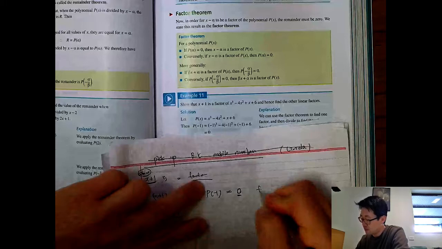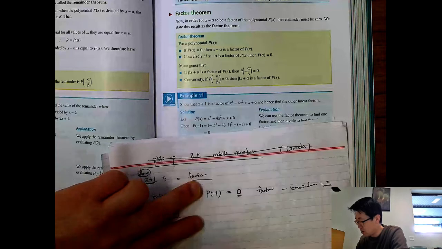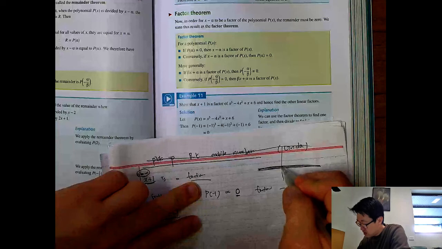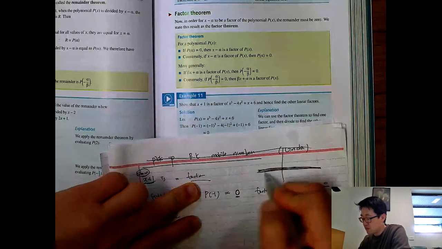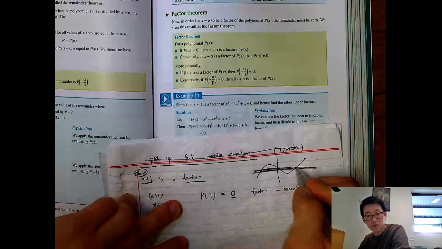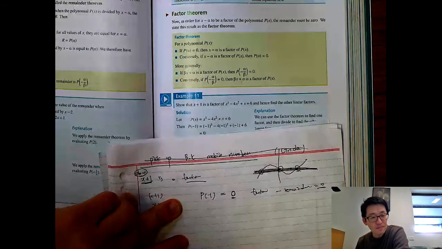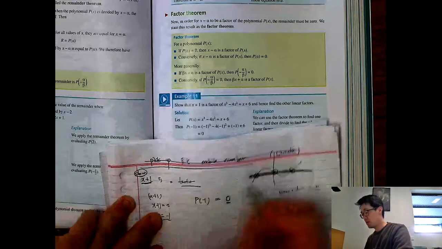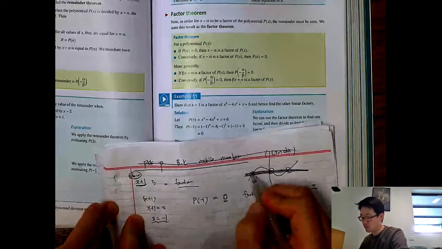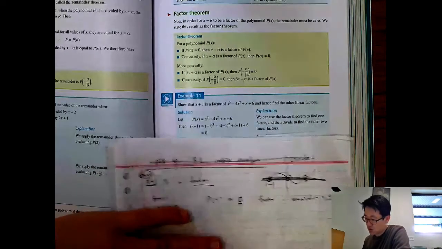The remainder is 0. Okay, which means the y-intercept is 0, which means that wherever the factor is, 1, 2, 3 for example, I haven't told you that yet, that becomes the x-intercept. The factor, in this case minus 1, becomes the x-intercept. We'll leave it there. I'll teach you this one again.